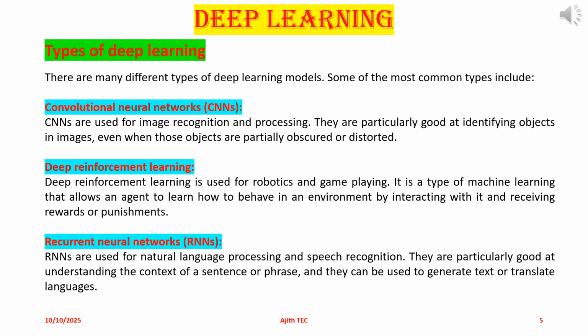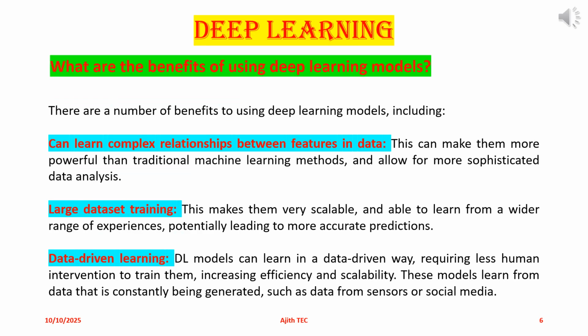Deep reinforcement learning. Deep reinforcement learning is used for robotics and game playing. It is a type of machine learning that allows an agent to learn how to behave in an environment by interacting with it and receiving rewards or punishments. Recurrent neural networks, RNNs. RNNs are used for natural language processing and speech recognition. They are particularly good at understanding the context of a sentence or phrase, and they can be used to generate text or translate languages.